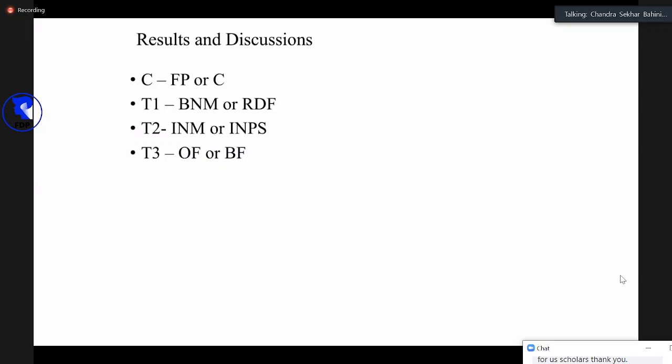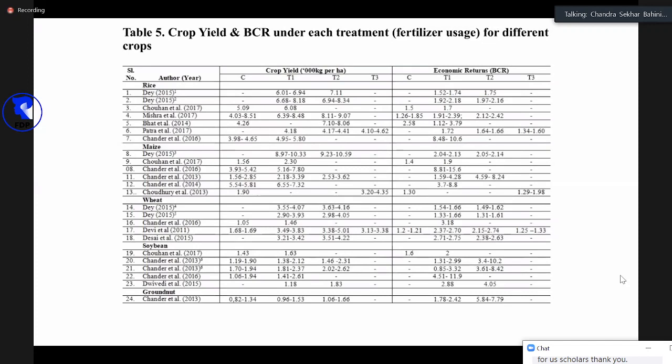Then we consider, okay, each crop wise, the rice. See, here we are organizing in an organized way, that okay, rice. These are the seven papers. We're talking about the rice. They have done some experiments on rice. Okay, what basically they're identifying, okay.